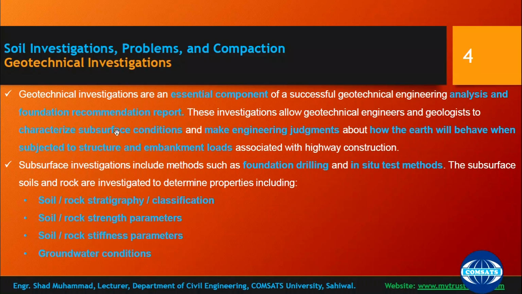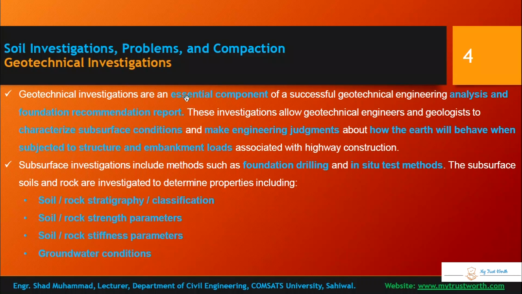So they characterize the subsurface condition and categorize it, and identify the quality of the soil, its bearing capacity and shear strength and all those factors related to soil, and make quite accurate engineering judgments on how the earth will behave when subjected to structures and embankments, and roads associated with highway construction. So it is particularly a study of how the earth will behave when it is subjected to loadings.